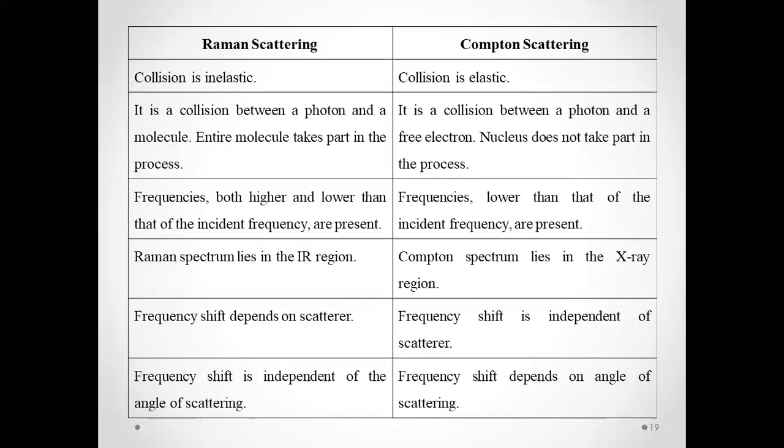In Raman scattering, the frequency shift depends on the type of the scatterer. In case of Compton scattering, the frequency shift is independent of the nature of the scatterer. Finally, in Raman scattering, the frequency shift is independent of the angle of scattering. But on the other hand, in case of Compton scattering, the frequency shift depends on the angle of scattering.